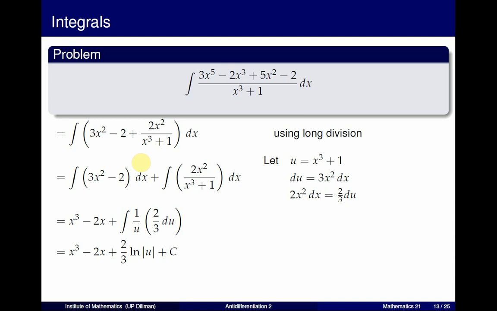But wait, don't forget that our integral is in terms of the variable x, not the variable u. So we have to substitute back u into x. u is x cubed plus 1 by our substitution rule. So our final answer will be x cubed minus 2x plus 2/3 ln of absolute value of x cubed plus 1 plus c. Don't forget to substitute back the u into the original variable when you integrate.